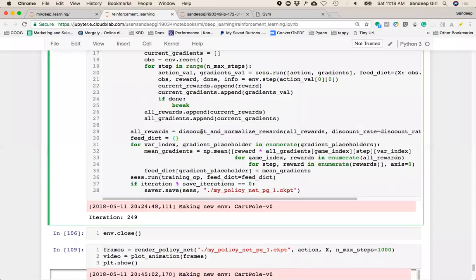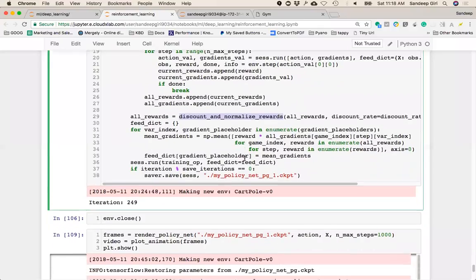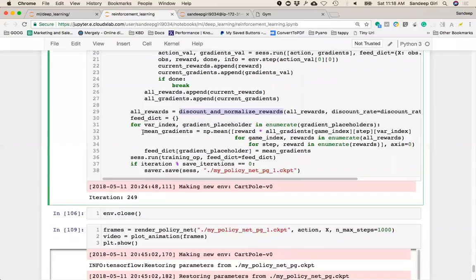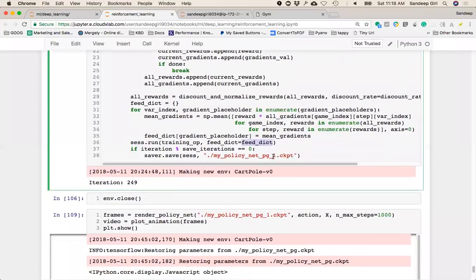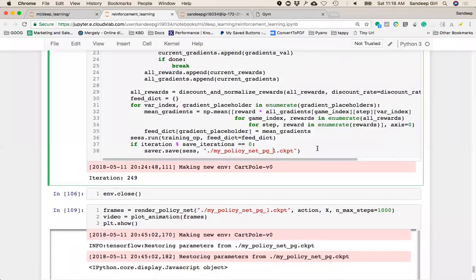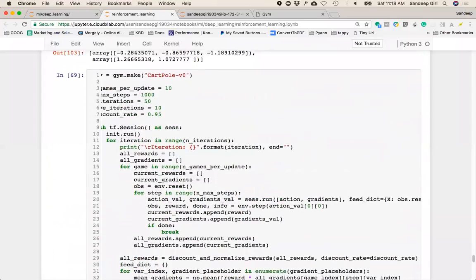All right. Once we have discounted and normalized the rewards, then we do the normal work here. Once we have normalized, we compute the mean of all the values of gradients, and then we do the session.run. Then we do the session.run, and here we feed the values which are the mean. Okay, that's all right.